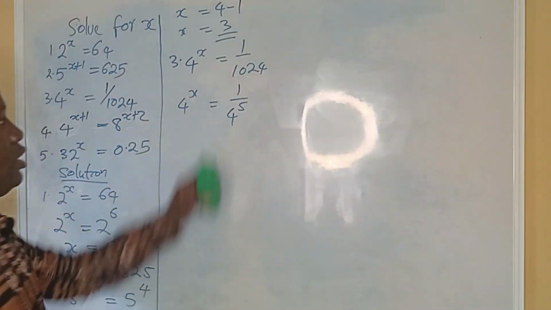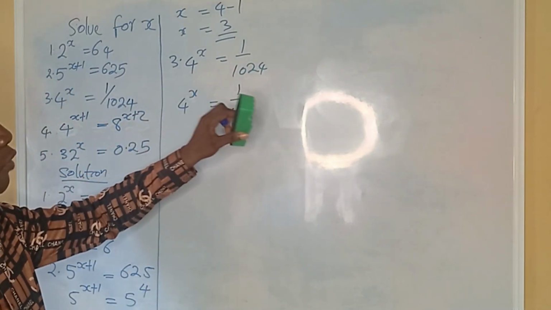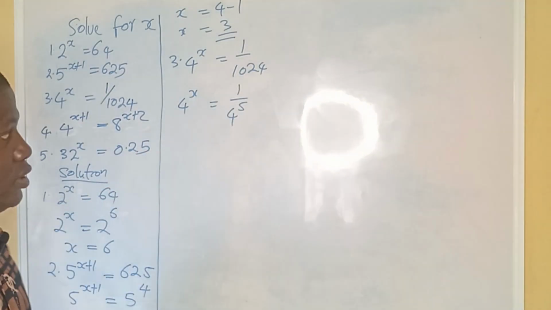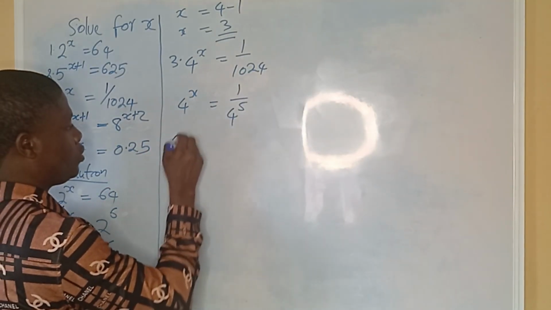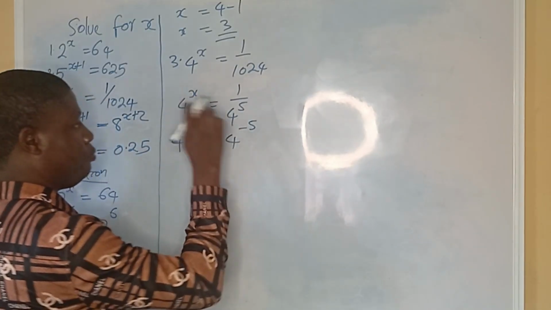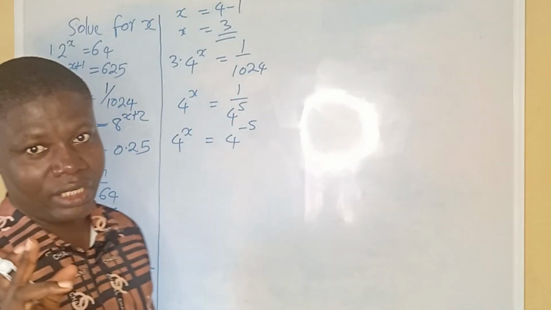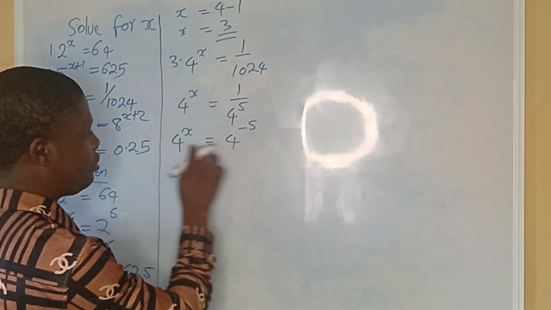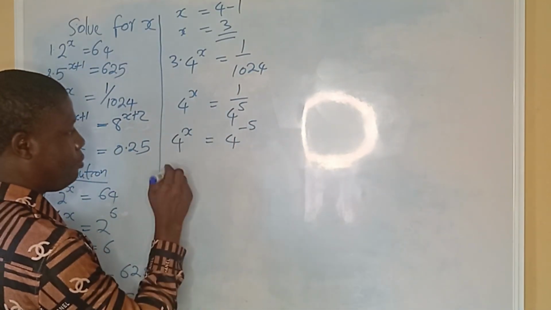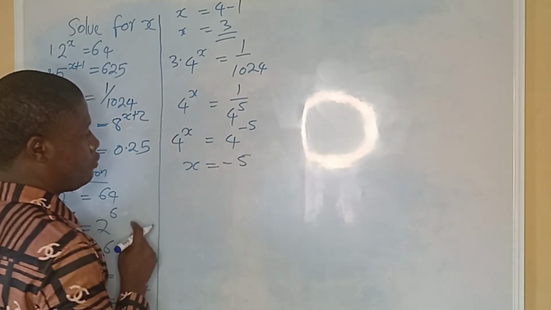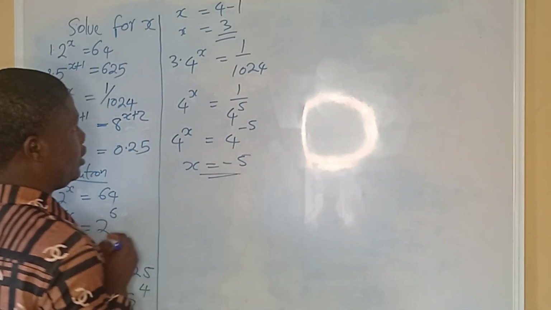Now you can see that on this side we are having 1 over 4 raised to the power of 5, and from our law of indices, this will give us 4 raised to the power of x is equal to 4 raised to the power of minus 5, because anything raised to a negative power is 1 over. So since their bases are the same, we equate their powers, and that will give us x is equal to minus 5. So this is our final answer here.